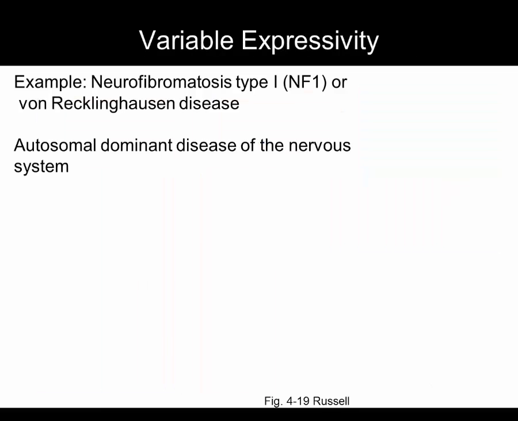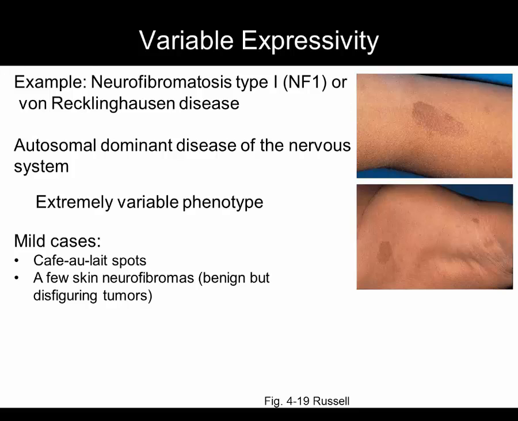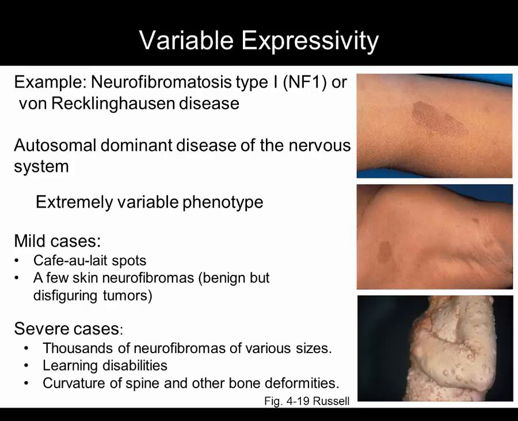In humans, we see variable expressivity in the disease neurofibromatosis type 1, an autosomal dominant disease of the nervous system. Heterozygotes can have extremely variable phenotypes. Mild cases manifest as small discolorations called café au lait spots, and a few small benign tumors called neurofibromas, while severe cases can involve thousands of neurofibromas, learning disabilities, and bone deformities.